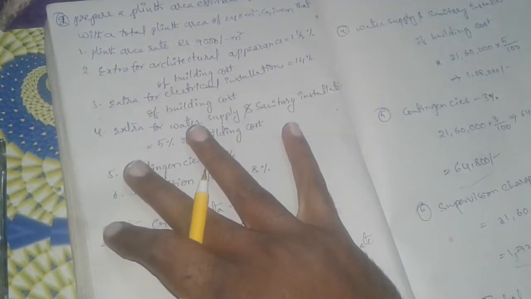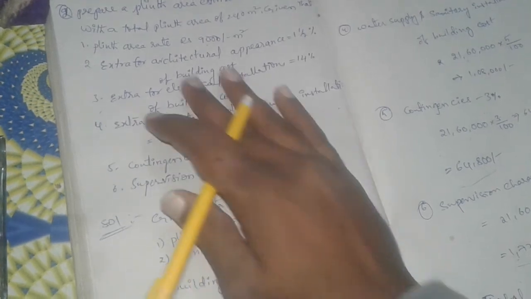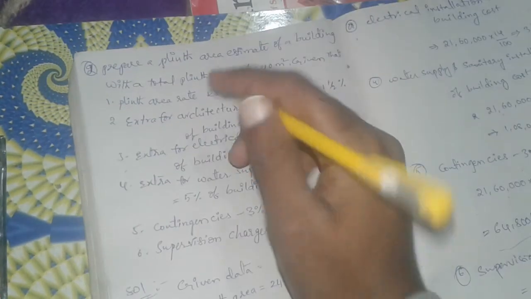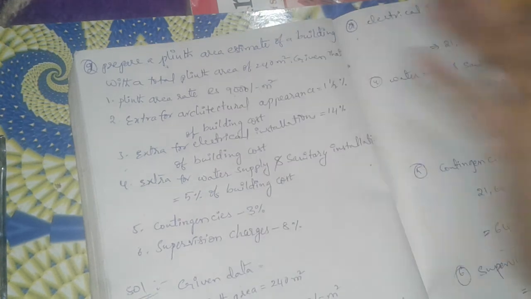This is an approximate estimation and this is the plinth area method.